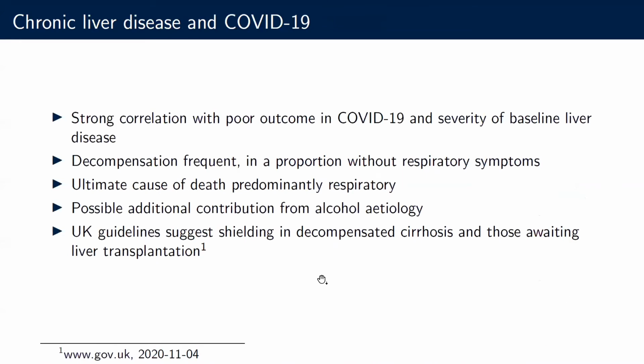So on this section, I think one can summarize that there's a strong correlation with poor outcome in COVID-19 and severity of baseline liver disease. Decompensation is frequent in a proportion without respiratory symptoms. I haven't shown that data, but that certainly was the case. Ultimate cause of death was predominantly respiratory, with possible additional contribution from alcohol etiology. And I just note here that the very recent UK guidelines suggest shielding in decompensated cirrhosis and those awaiting liver transplantation.